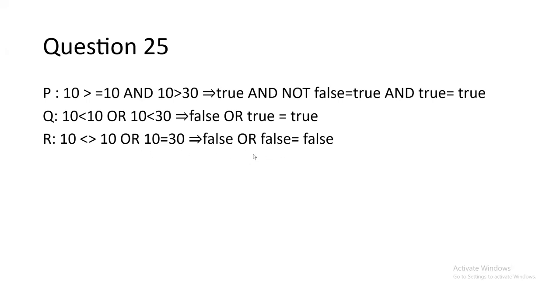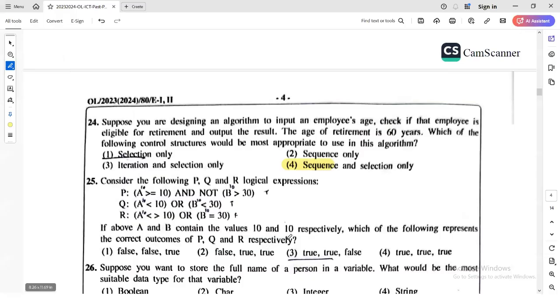False or false. Hope you know in an AND scenario, only if both inputs are true will the output become true. But in an OR case, if at least one of the operands is true, then the output will become true, right? So here both inputs are false, so the answer will be false. True, true, false. That would be your answer.